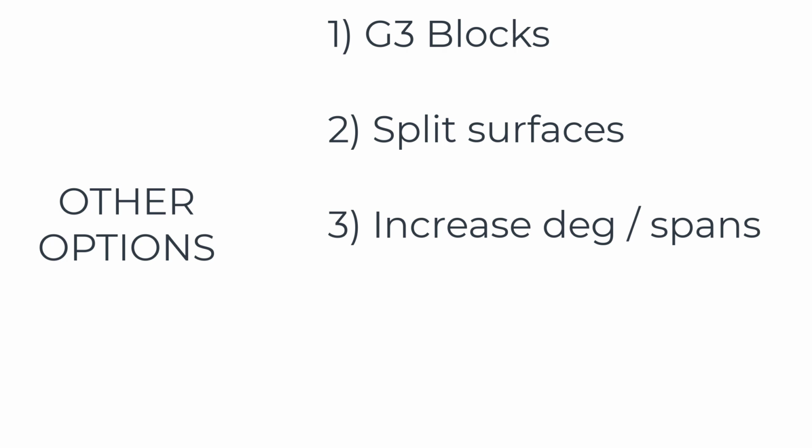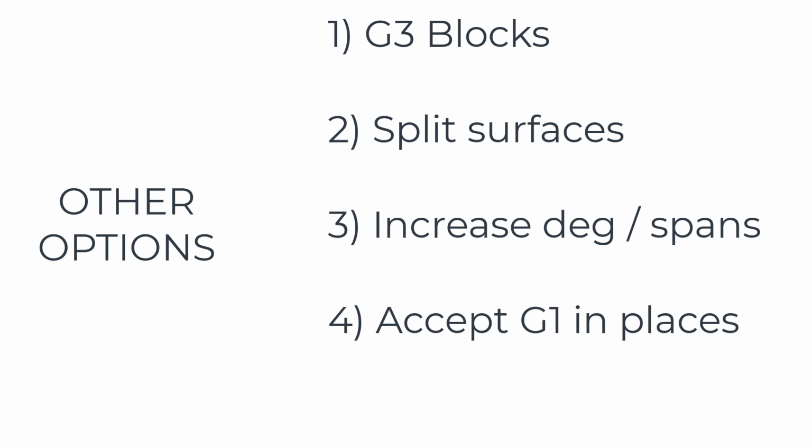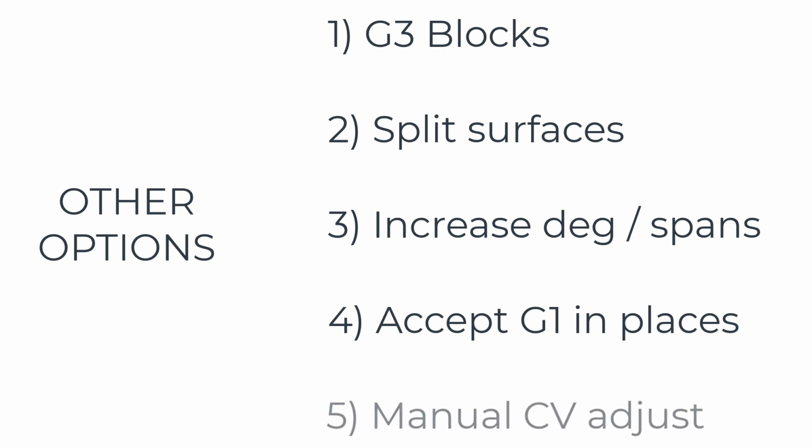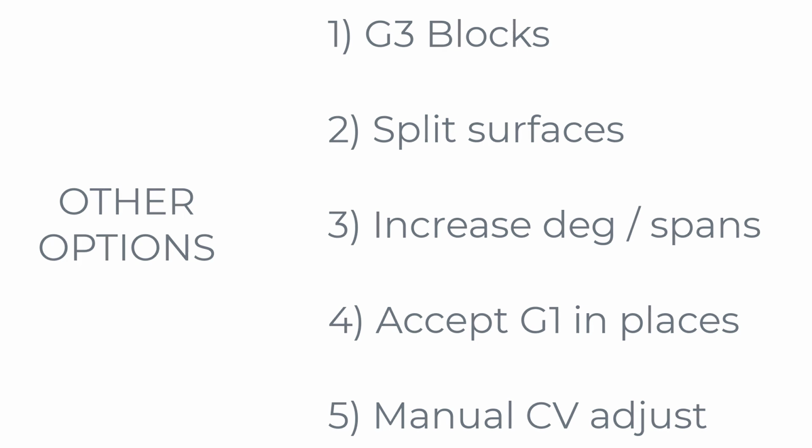It's also worth considering whether you actually need G2 on every single edge. If you've got very small geometry and you can achieve G2 everywhere apart from one edge where you're only getting G1, then that might be perfectly acceptable. The way to assess it is to look at the curvatures and the highlights and see whether you can see the problem in those. The final option is manual adjustment of CVs. If you've tried your very best to align every edge, then sometimes you'll find that only a few CVs need to be adjusted in order to achieve that final alignment without having to increase degrees, spans, or split surfaces up.